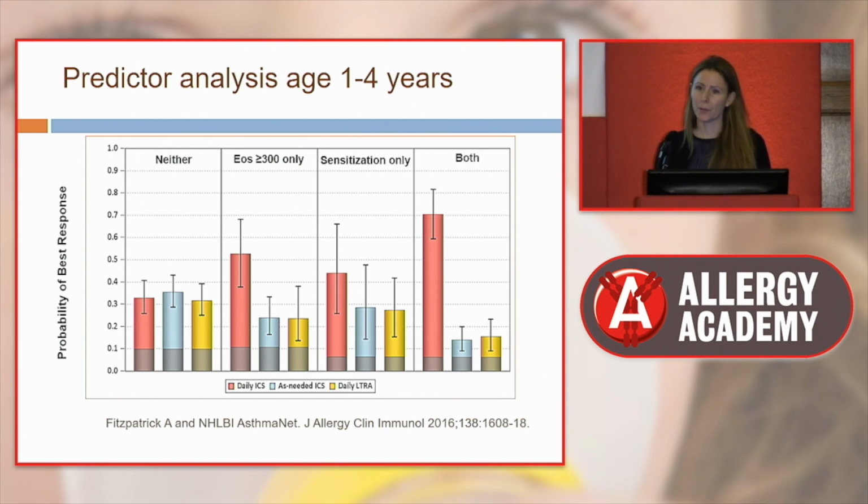But if you had both raised eosinophils and sensitization, there was a significant increase in best predictor, so in best improved control of your symptoms if you were using a daily inhaled corticosteroid. So in terms of stratifying the management of these patients, if you're able to identify those children with preschool wheeze that have the atopic features, then they are more likely to respond to inhaled corticosteroids on a regular basis under the age of 5.